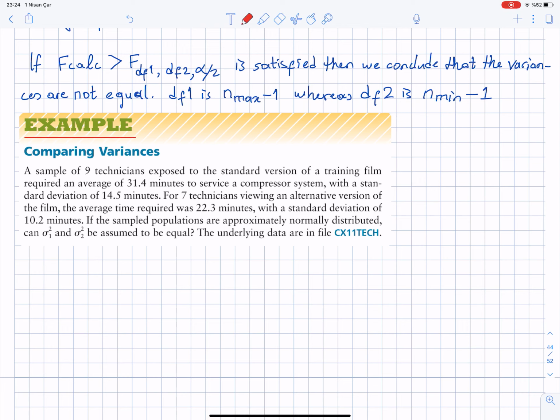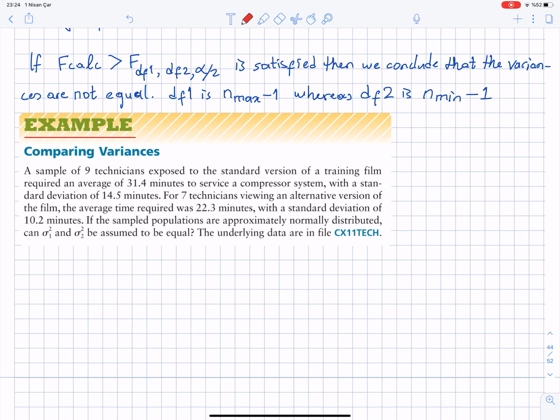A sample of 9 technicians, let me read you this example, exposed to the standard version of a training film required an average of 31.4 minutes to service a compressor system with a standard deviation of 14.5 minutes. For 7 technicians viewing an alternative version of the film, the average time required was 22.3 minutes with a standard deviation of 10.2 minutes. If the sampled populations are approximately normally distributed, can sigma 1 square and sigma 2 square be assumed to be equal?